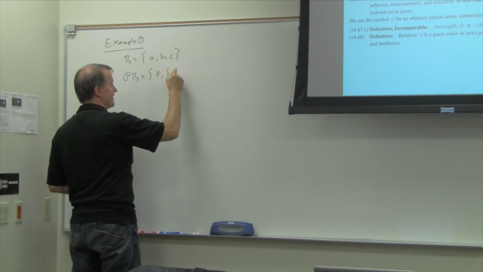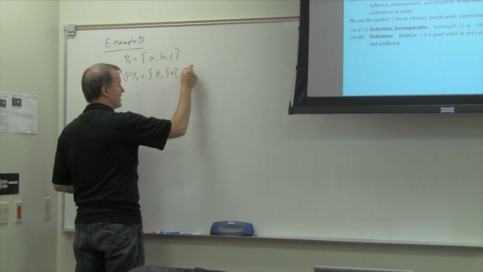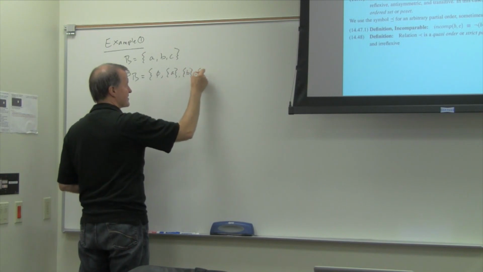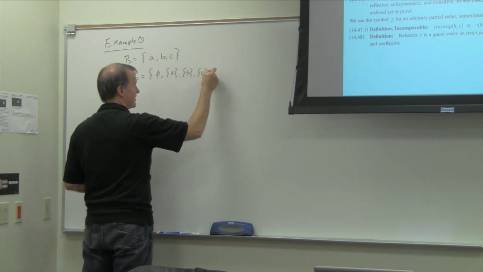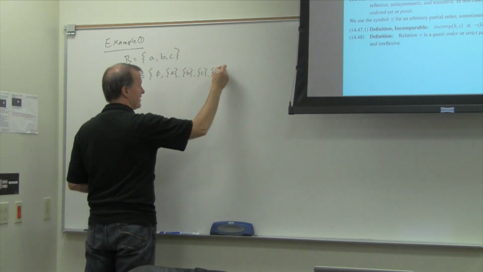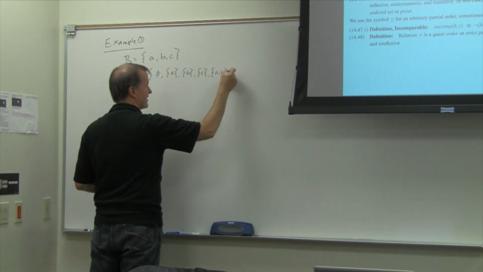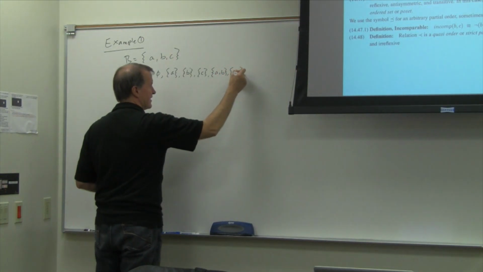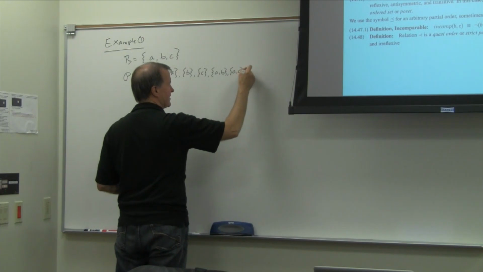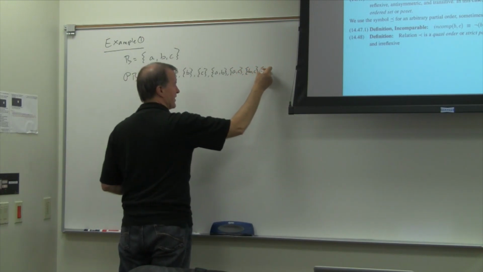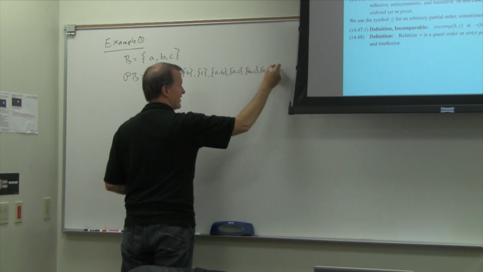The set A, B. The set B, C. The set C, AB. The set AB, BC. The set AC, BC. The set BC, ABC. The set ABC, and then the end of the set.